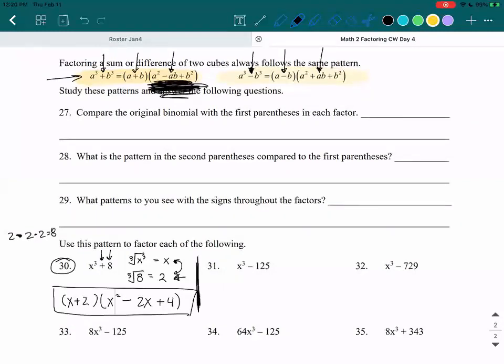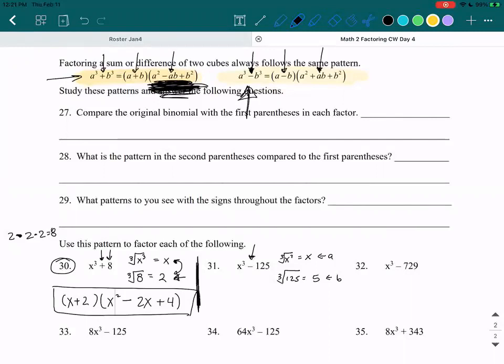So number 31, we have x cubed minus 125. So let's think, what is the cubic root of x cubed? And that's just x. What about the cubic root of 125? And that's 5. You can always use a calculator to calculate the cubic roots of numbers if you don't know what they are. So the cubic root of 125 is 5. Okay, so now that we know what our a and our b values are, we can plug them into the formula. So this is x cubed minus 125.